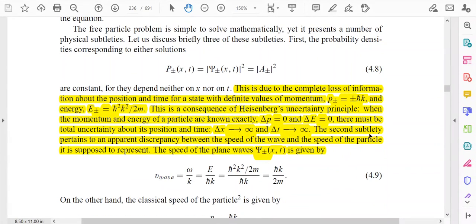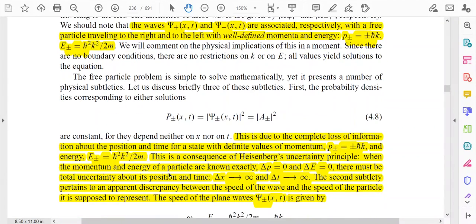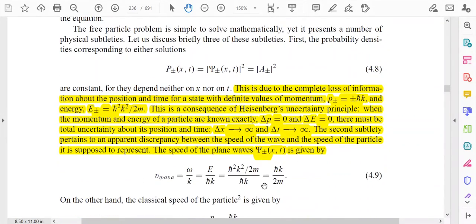Another subtlety, the second subtlety, pertains to an apparent discrepancy between the speed of the wave and the speed of the particle it is supposed to represent. The speed of the plane wave psi plus minus x t is given by v equal to omega by k. We can write omega by k equal to E by h cut k. Again, from the relation we have already discussed, E by h cut is equal to h cut k square by 2m. From that relation, this becomes h cut k by 2m. This is the velocity of the wave, v wave.